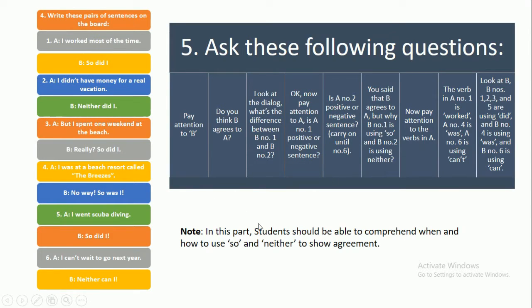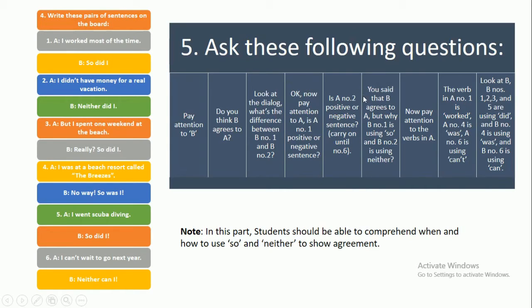Alright, so students, please pay attention to B. Okay. Do you think B agrees to A? I think so. Now look at the dialogue. What's the difference between B number 1 and B number 2? 1 is with so, 2 is with neither. Okay, now you pay attention to A. Is A number 1 positive sentence or negative sentence? Positive. Alright, what about A number 2? Negative. Alright, teacher is going to carry on the question until number 6.